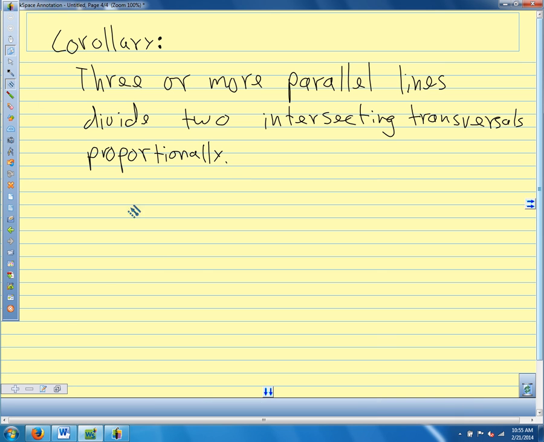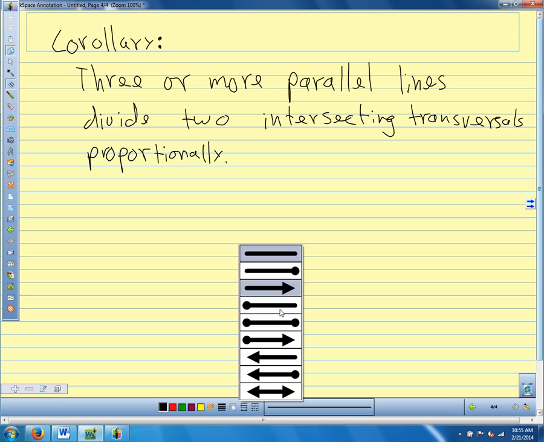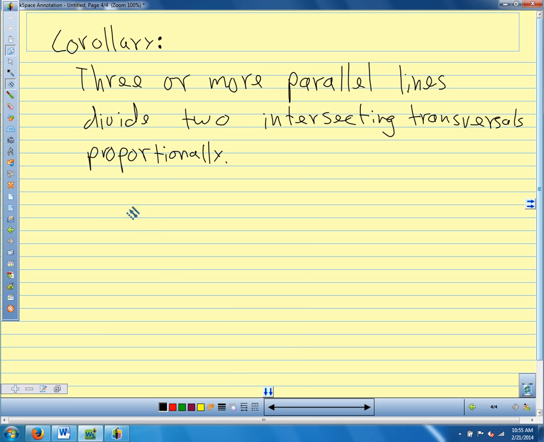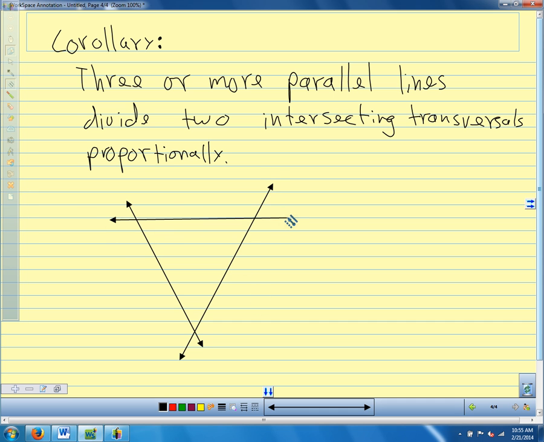Sounds complicated, really not. So here are our intersecting transversals. And I'm going to do 3 parallel lines here. There are 3 parallel lines. Those are all parallel. The arrows tell us that they're parallel. And I'm going to call this A, B, call that little segment E, C, D, and F.